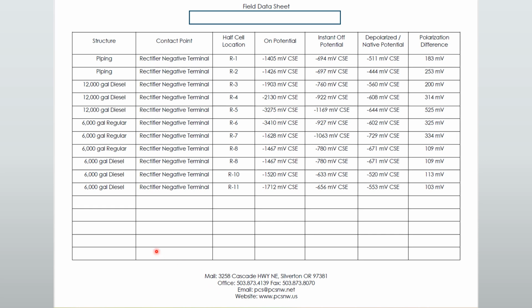Since I had so many measurement points to take, I had to make my own form, just to make sure we got all the pertinent information. Structure we're testing, where we touched, half cell location, on potential, instant off potential, depolarized potential, and then reporting, just doing the math for the 100 millivolt shift, making it simple. So we can scroll down and go, okay, everything's above 100 and we're good.